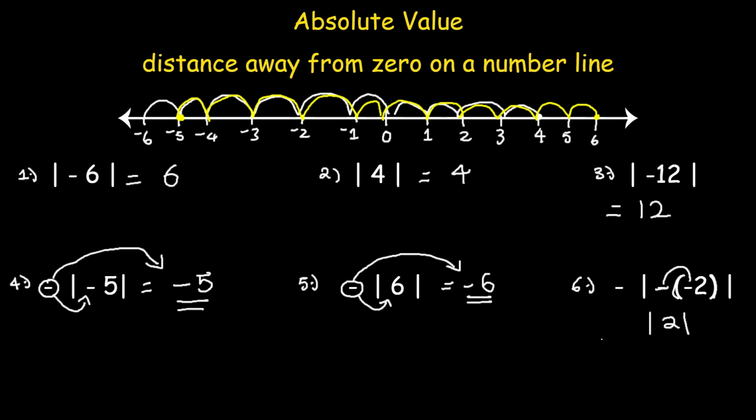Now, we need to find the absolute value of positive 2. The absolute value of positive 2 is 2 because 2 is 2 units away from 0. But over here, we have this negative symbol, and this negative symbol is not included in the absolute value. So our final answer for this should be negative 2.